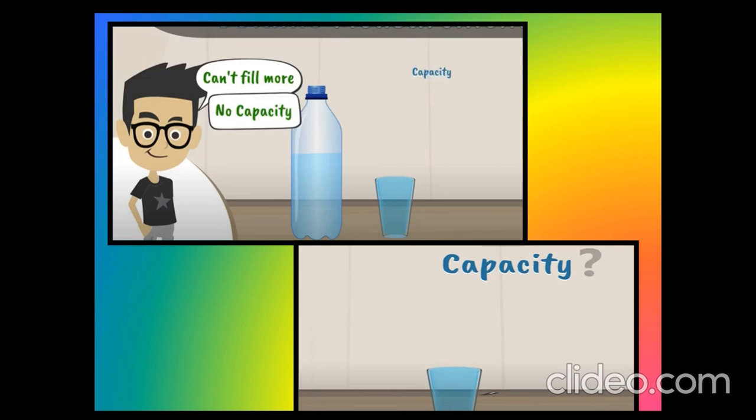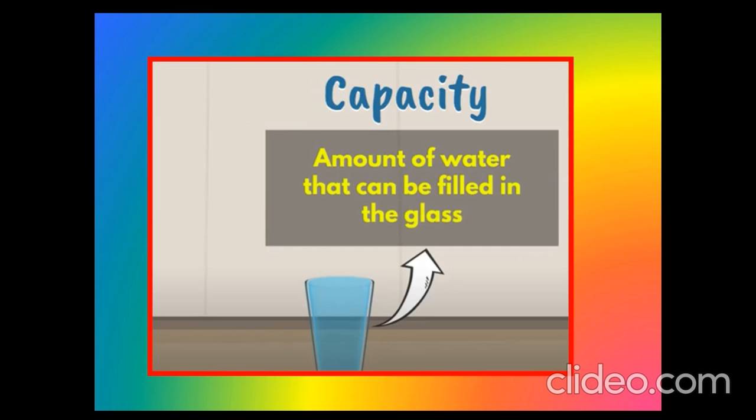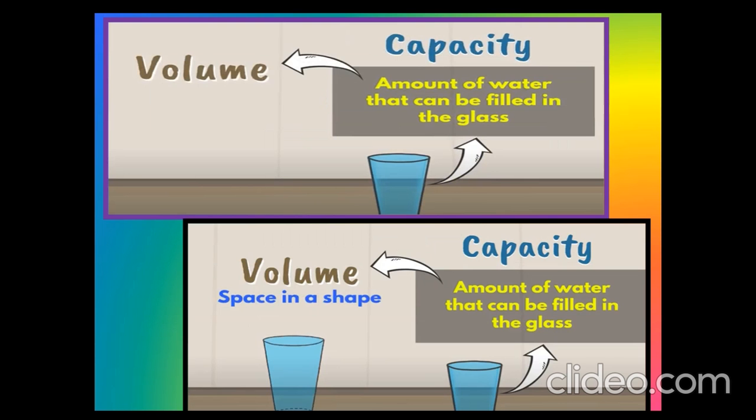Capacity? Now what is that? That is the amount of water that can be filled in the glass. This is also known as volume. Volume is the space occupied by a shape.